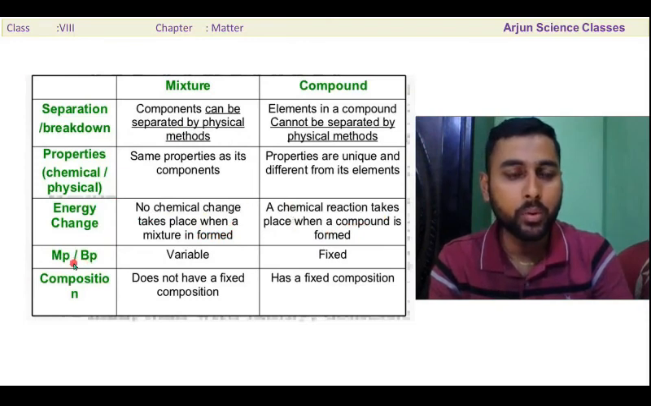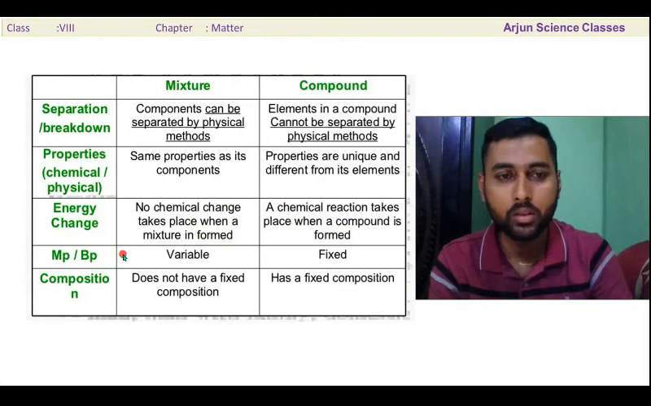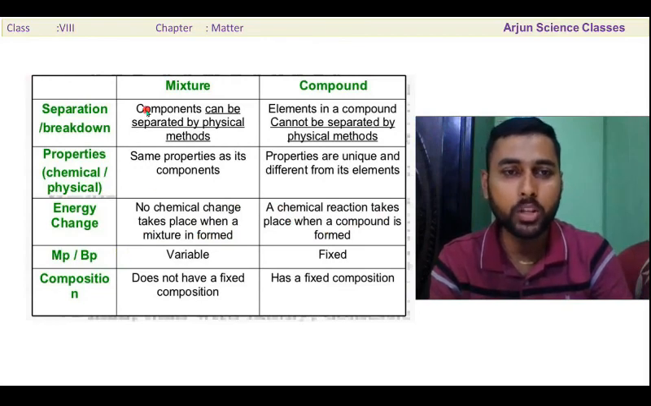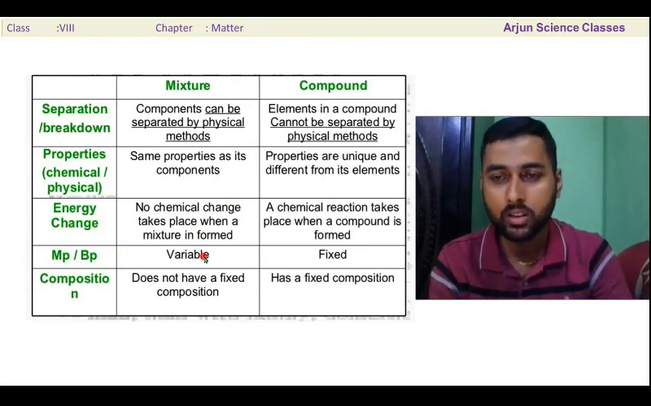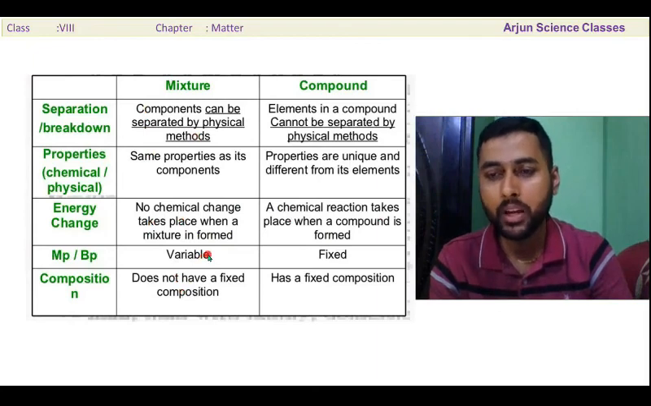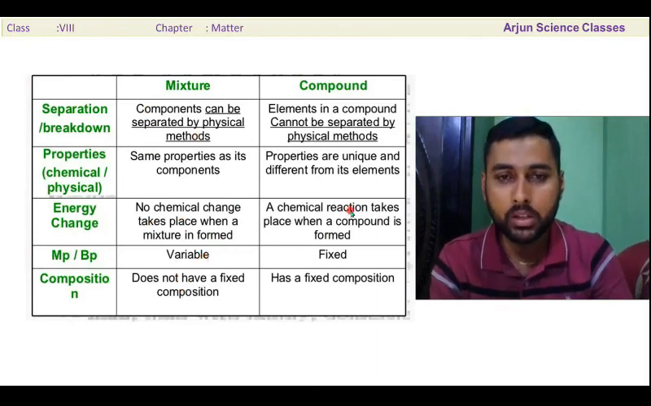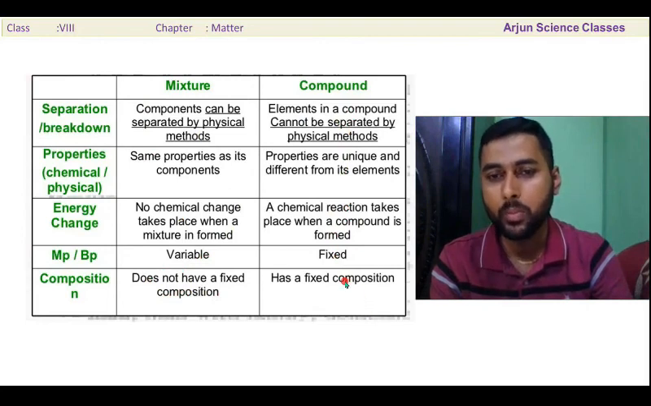Melting point and boiling point: the melting and boiling point of a mixture is variable, not constant, sometimes very high, sometimes low. But the melting and boiling point of a compound is fixed. A mixture does not have a fixed composition, while a compound has a fixed composition. Elements in the compound are in a fixed ratio, fixed proportion.